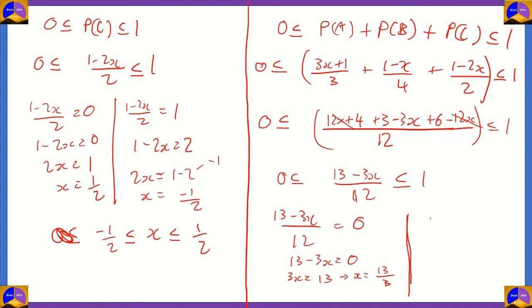When you take 13 minus 3x divided by 12 equals 1, then you will get 13 minus 3x equals 12. 3x is equal to 13 minus 12, that is 1. So x will be equal to 1 by 3. So here you can see 1 by 3 is less in value than 13 by 3. So therefore, you'll get 1 by 3 less than or equal to x less than or equal to 13 by 3 for the last case.